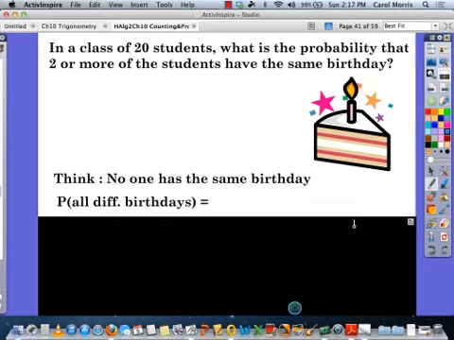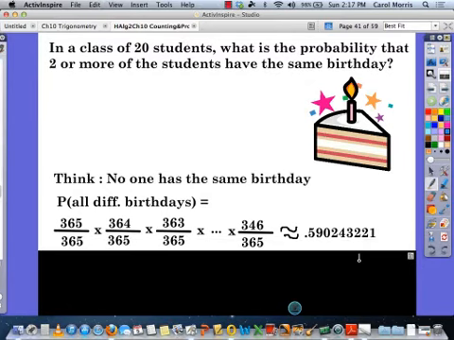We'll think of it as our first person would be 365 out of 365 days. They could have their birthday any day, and then the next person could only have it 364 days out of 365, so that we have no repetition. 363 out of 365, right on down to 346, because remember, we only have 20 students in our class. 365 take away 20 is 345, so the 346th would be that 20th term. Looks like it's about 59%.